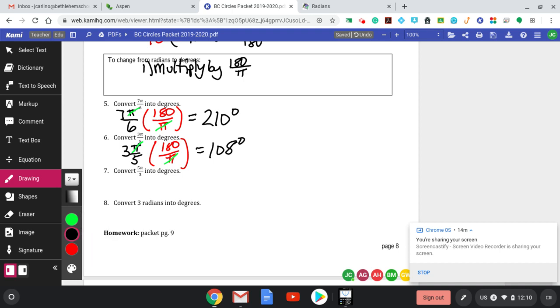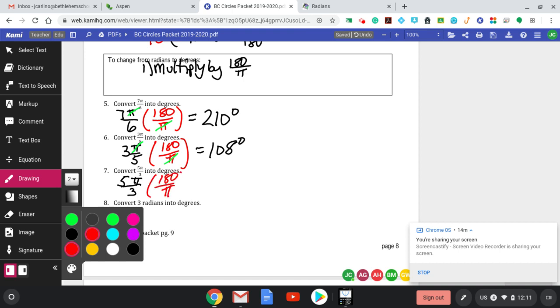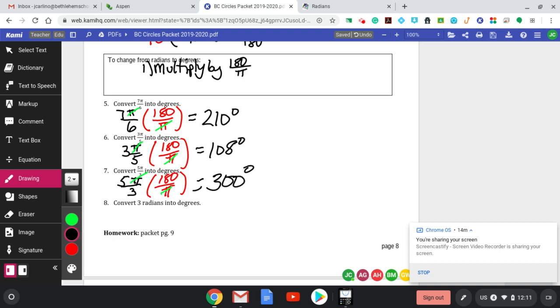If you want real quick, go ahead. 5 pi over 3. Don't go on to number 8 yet. That's a little bit different. But 5 pi over 3. So I won't say anything. I'll let you guys work as I show my work. Okay, so hopefully you ended up with 300 degrees.